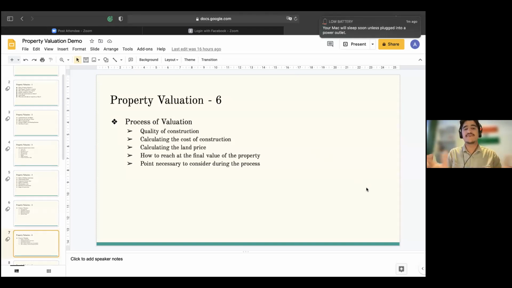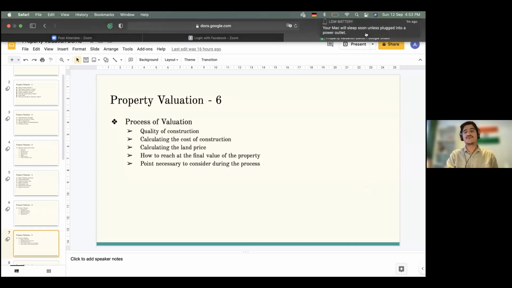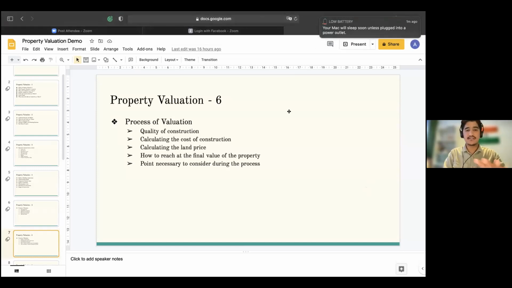Then how to reach the final value of the properties. This is very important, because that is our final goal for our task. That I will discuss, and I will let you know for the major part on this day, how to reach and how to fix the final value of the property.